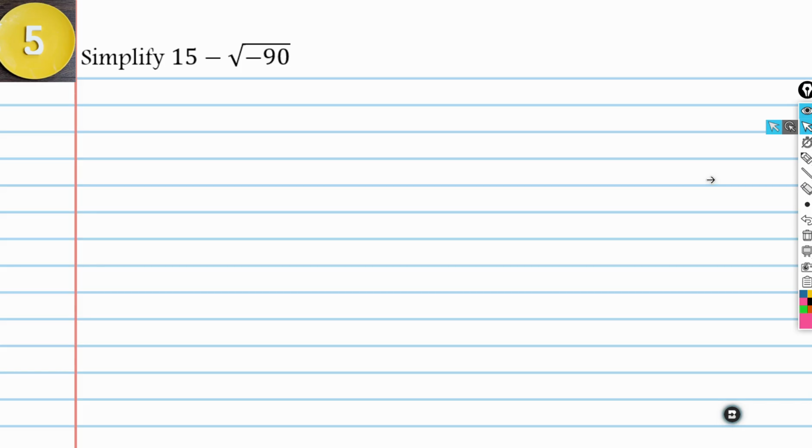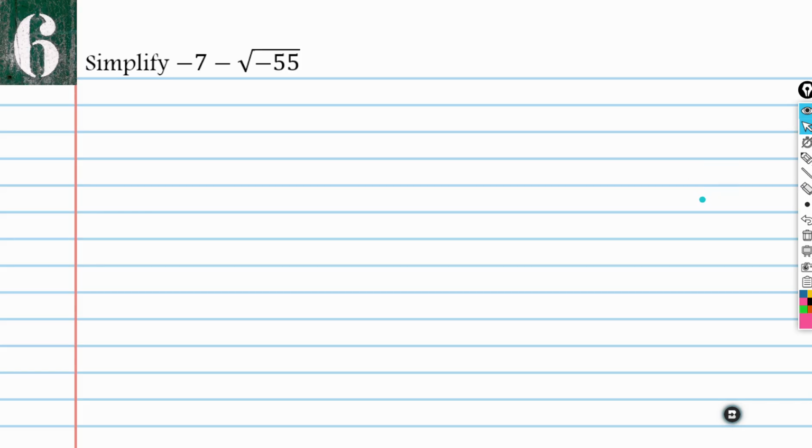So let's do one more of these, and then we're going to look at something else. Just like before, we have some operations in front. These just get brought down. So negative 7 minus our imaginary number. We take the negative, and it becomes the i because it's underneath the square root.